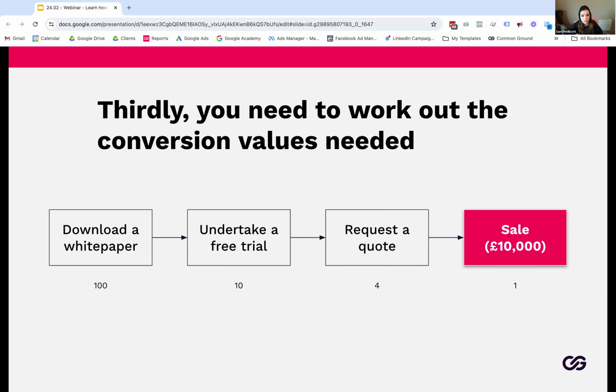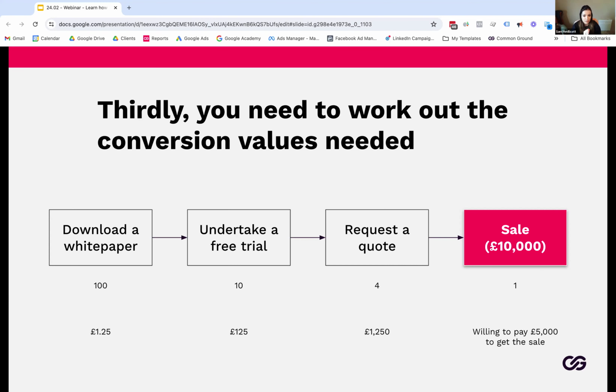And then thirdly, you need to work out the conversion values needed. For me, if a sale is worth £10,000 and I'm willing to pay £5,000 to get that sale, I work out that I'm happy to pay £1,250 for a request a quote. Within that, for the free trials, it's then £125. And for the download a white paper, it's £1.25.